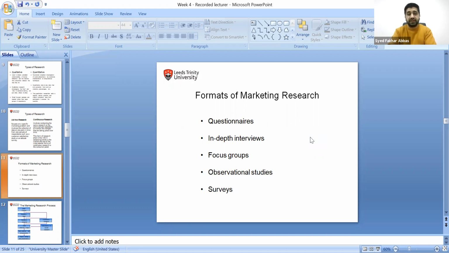Sometimes in-depth interviews are conducted to find out about the market and about customer behavior, etc. Then focus groups, there are different focus groups. They discuss, they figure out, they go into detail.